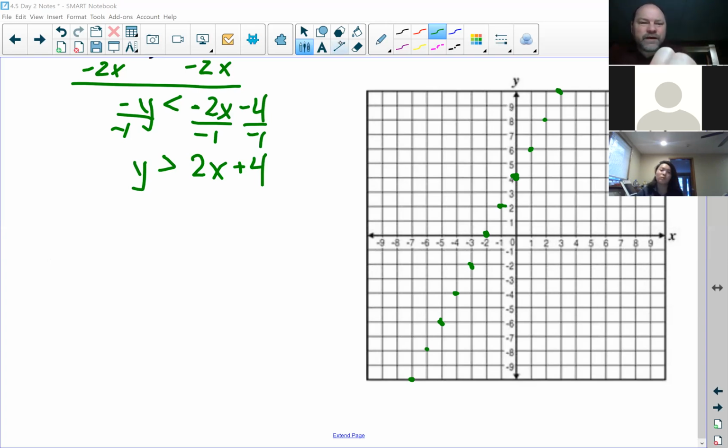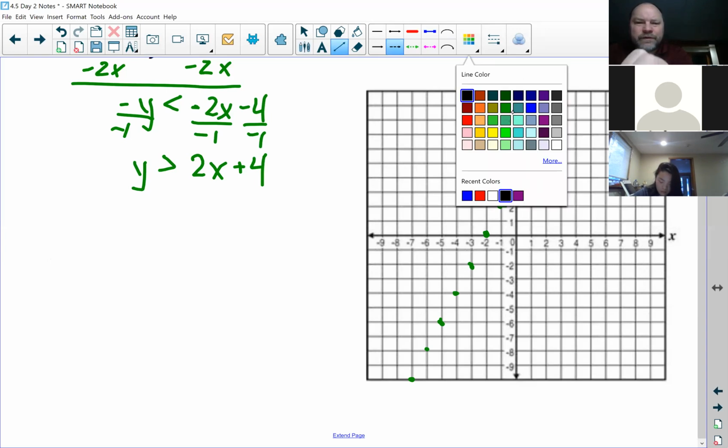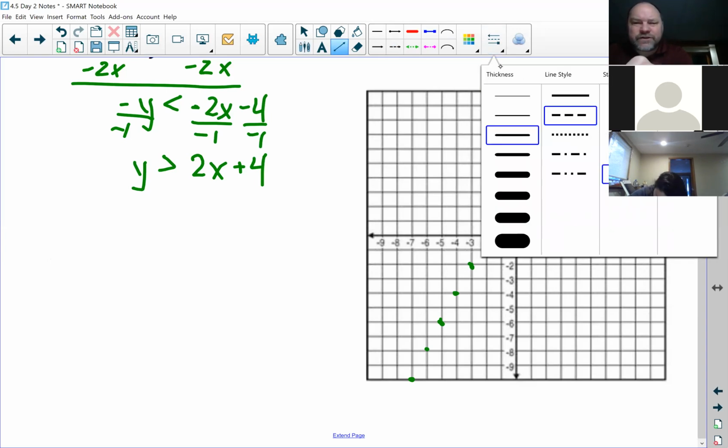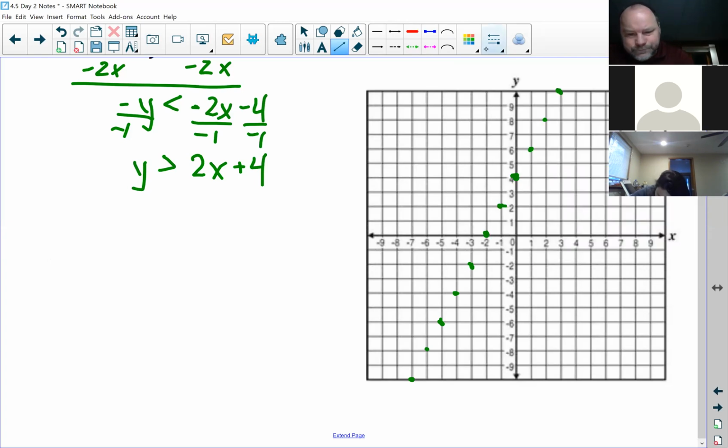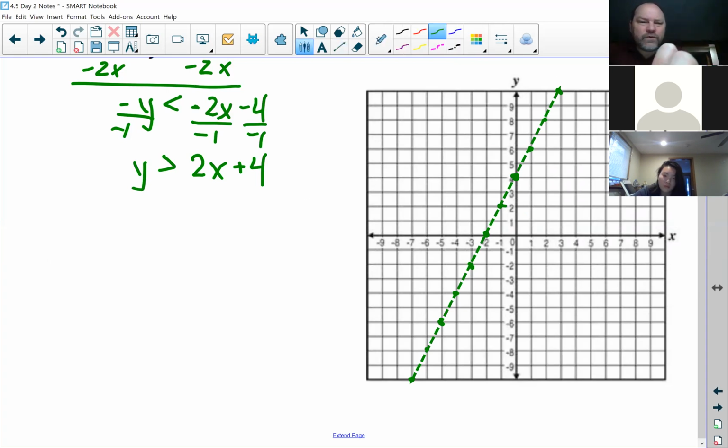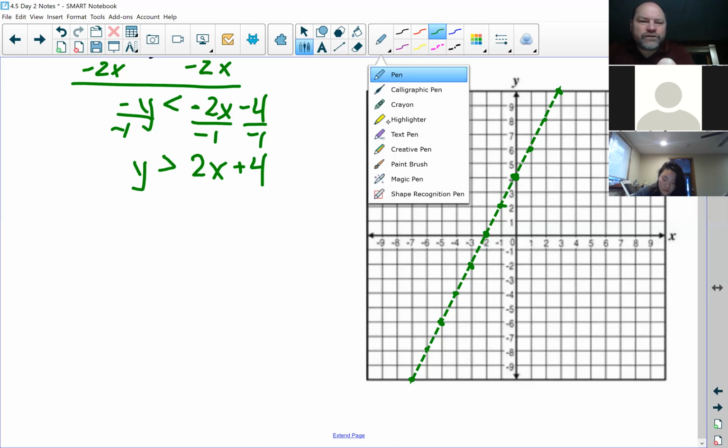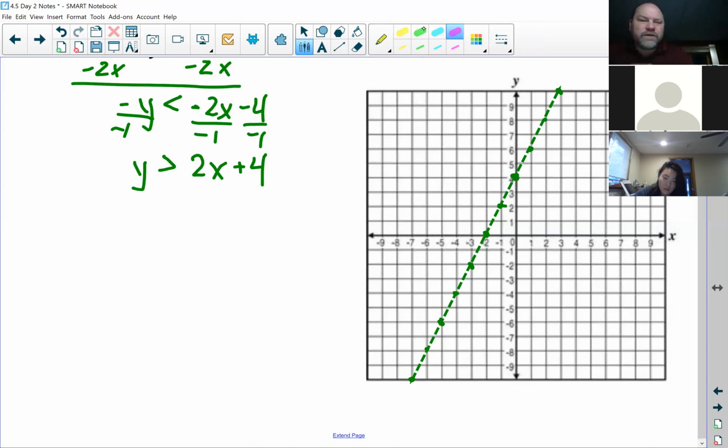So I'm going to draw my line as a dashed line. And because I solved it, I got it in that y equals form, I can just use the inequality to tell me where to shade. So I'm going to shade above.